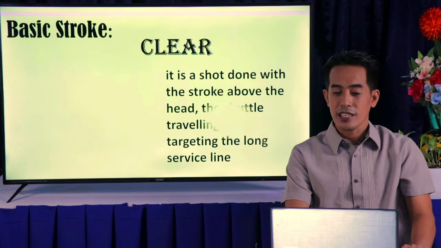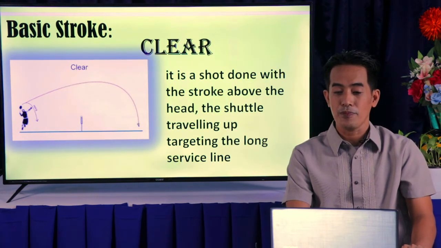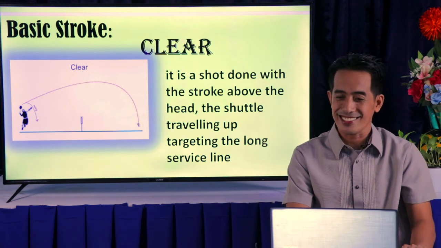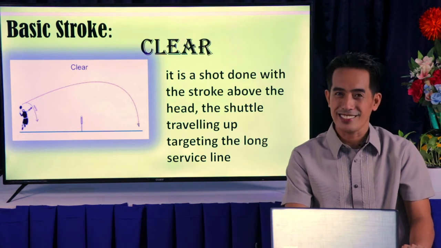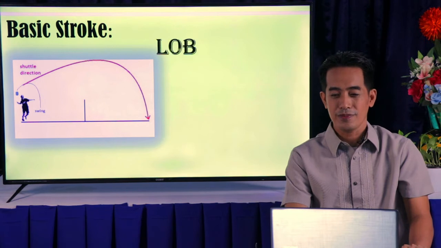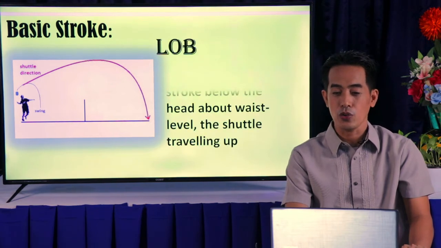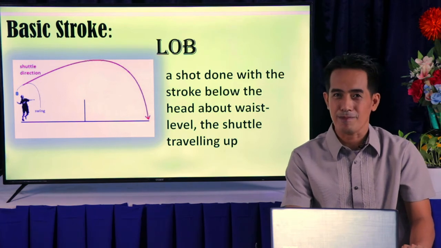It is a shot done with a stroke above the head and the shuttle traveling up, targeting the long service line, usually done to give the player time to return to the base position. Second is the lob. It is a shot done with a stroke below the head, about waist level, the shuttle traveling up.